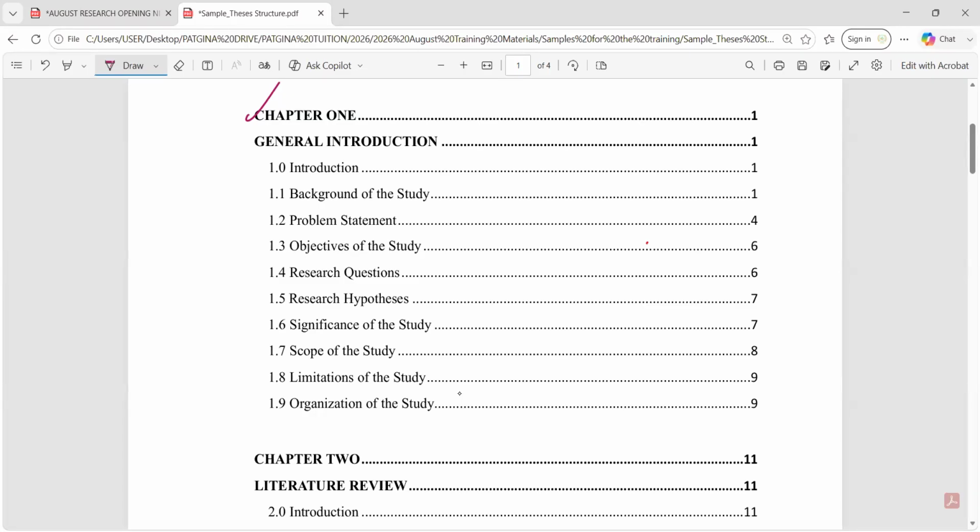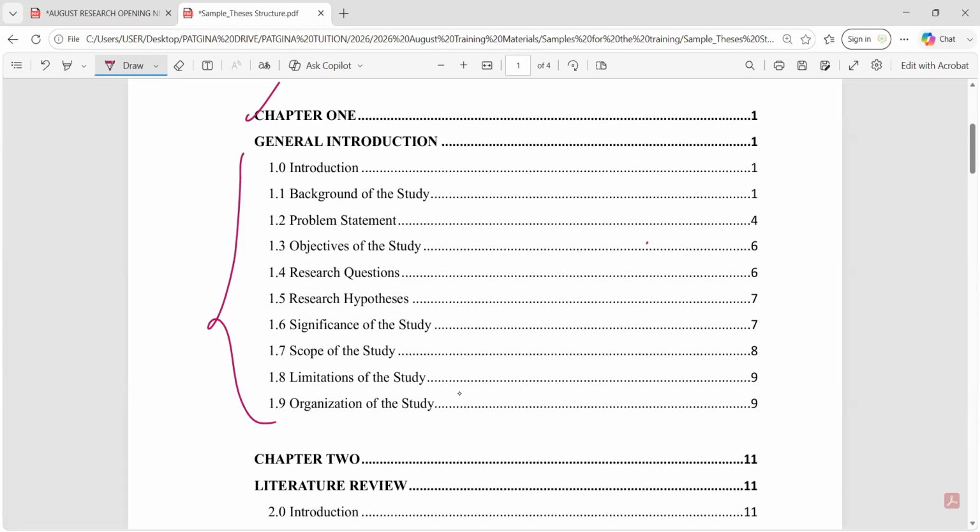So before you do the thesis, try to get a structure of your work. But all those contents I've stipulated here, we are going to cover them in our training. And if we cover all of these, no matter the structure of your school, all these will be in. So take note. And that is why our training is very, very important.